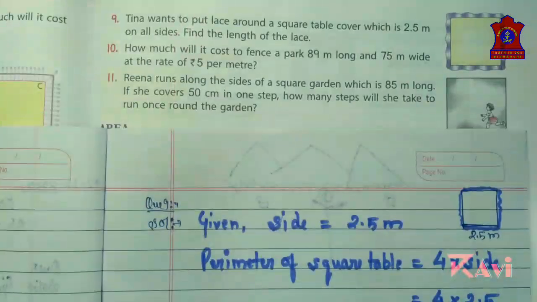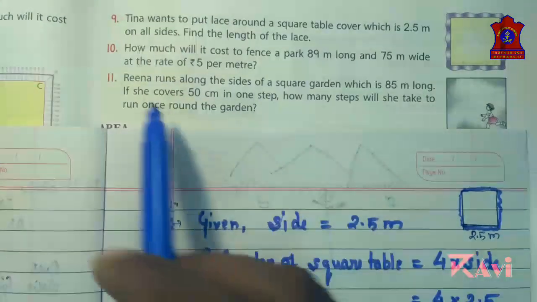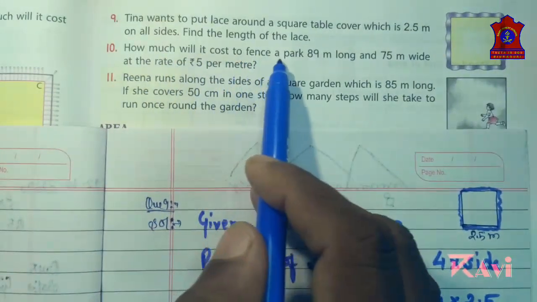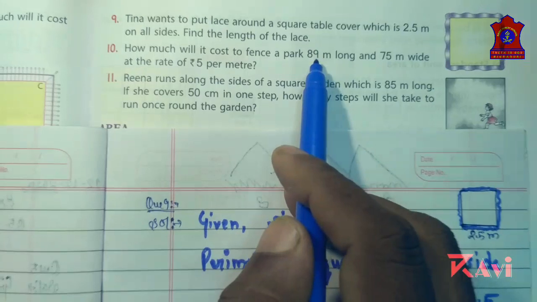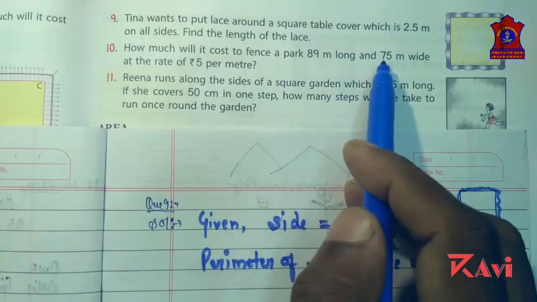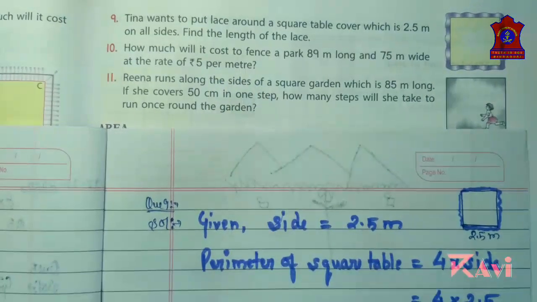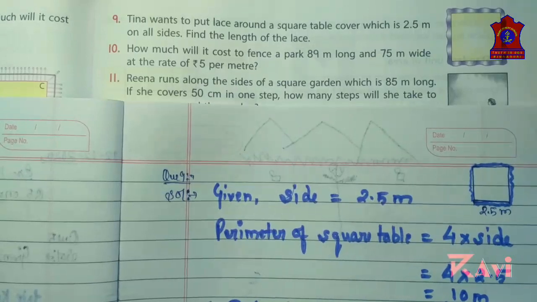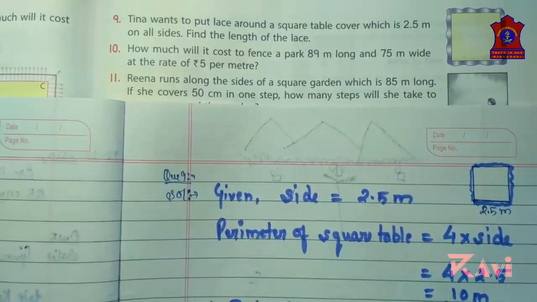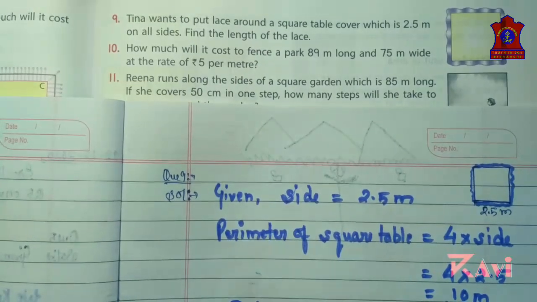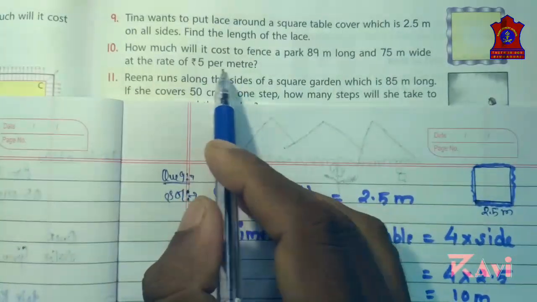Okay, now let's look at question number 10. How much will it cost to fence a park 89 meter long and 75 meter wide at the rate of rupees 5 per meter? Okay, let's do this question. Question number 10. The question is asking you to fence it around at the rate of rupees 5 per meter.